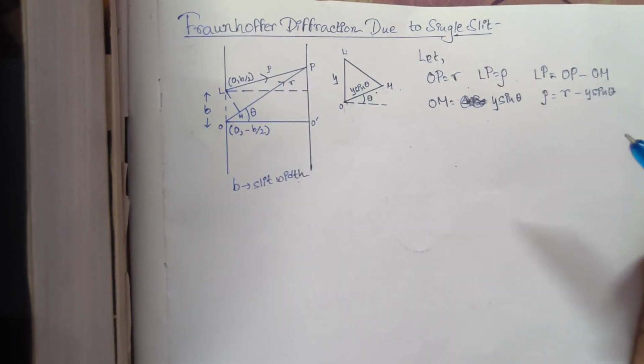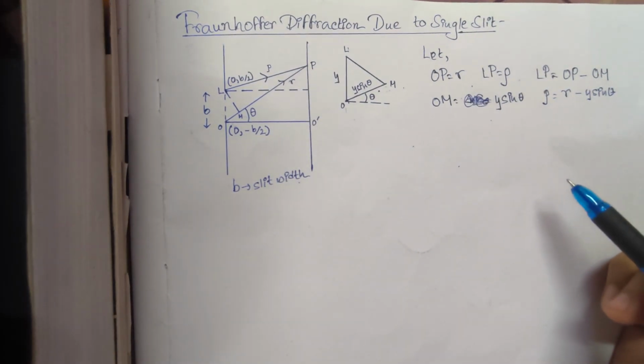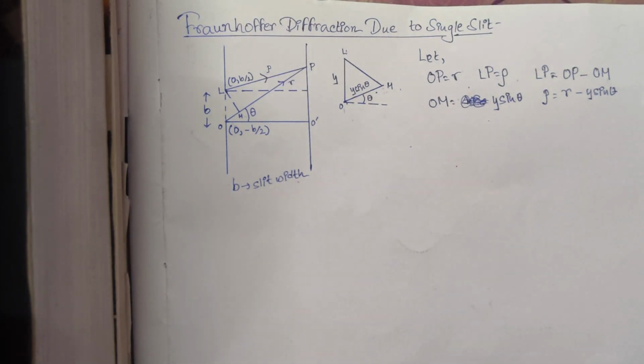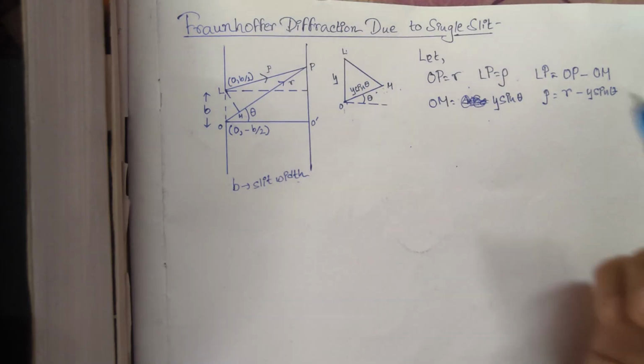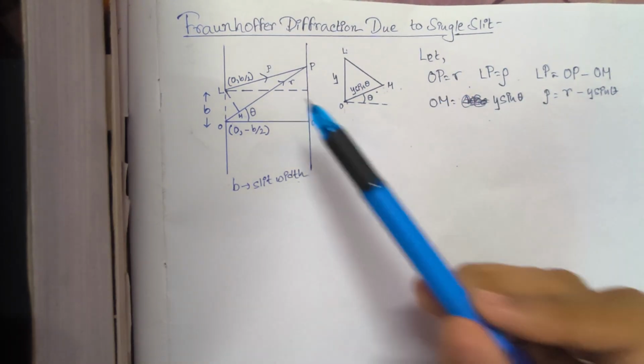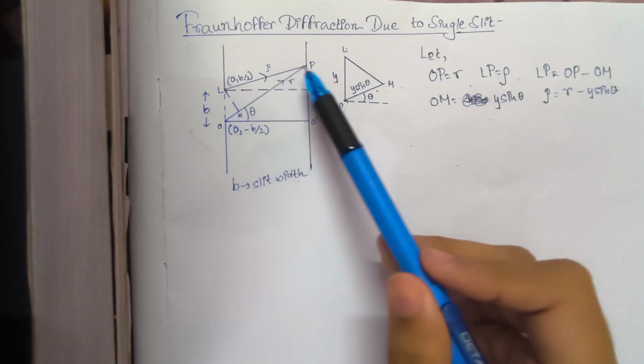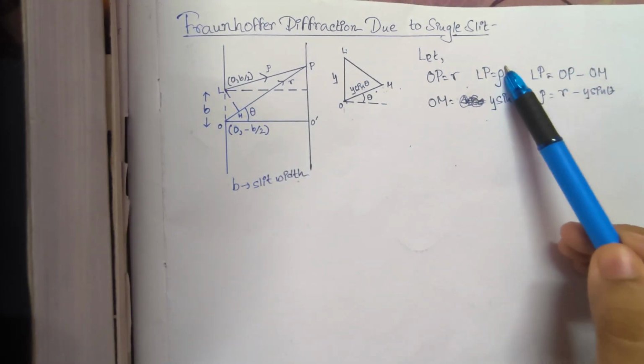Now, for the mathematical analysis, we must know which principle it is based on. It is based on the superposition of secondary wavelets which are supposed to be generated at every point of the wavefront when it occupies the plane of the slit. So, what we have laid? We have laid OP as R, and LP as rho.